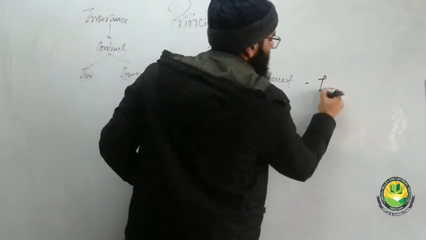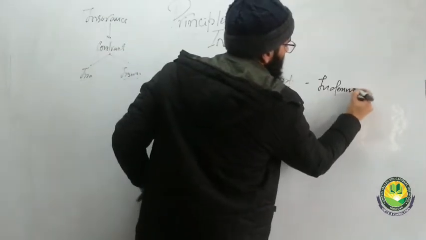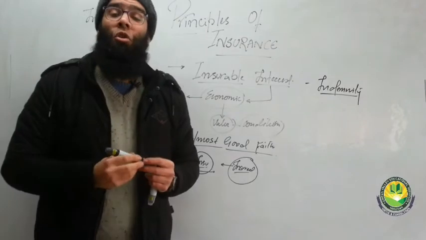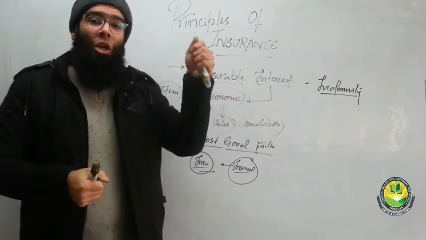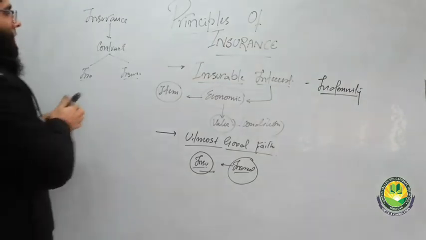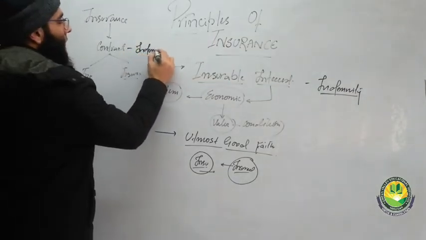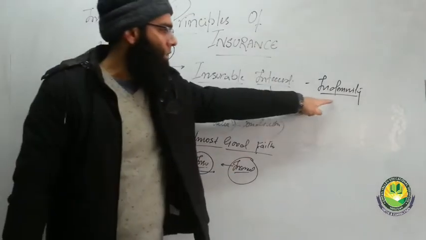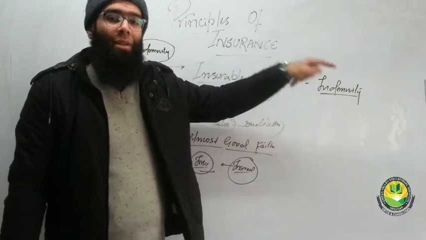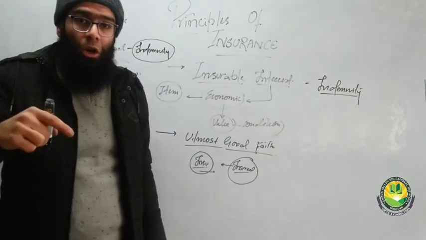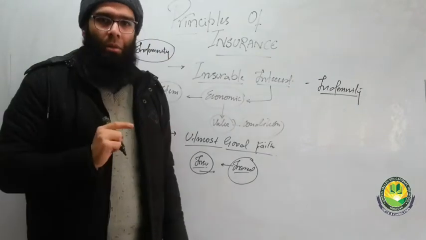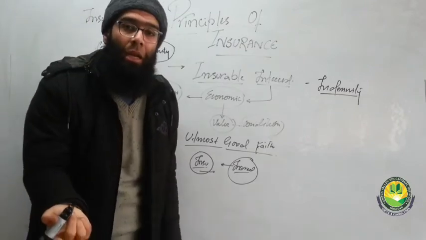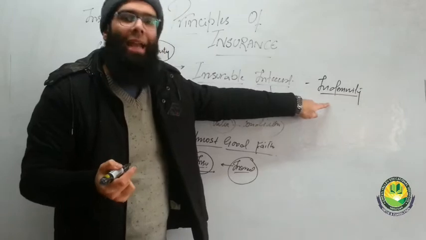Then we have the principle of indemnity. Like in the introduction also, we said that insurance is a contract of indemnity. And in the introduction part, we didn't explain it much because we had to discuss it in this particular topic. So when we say indemnity, the insured will be indemnified by the insurer. The insurer provides him the indemnity in case of any loss.